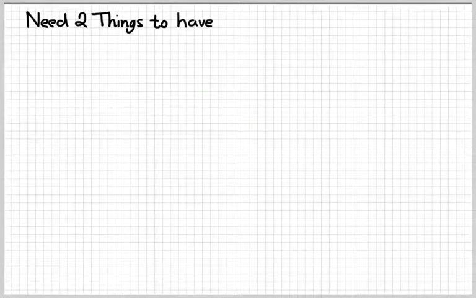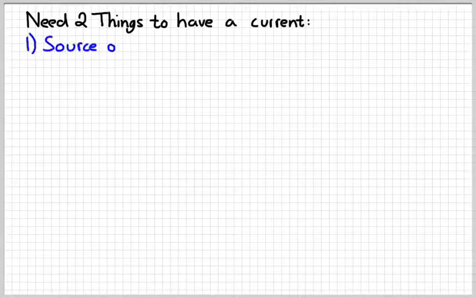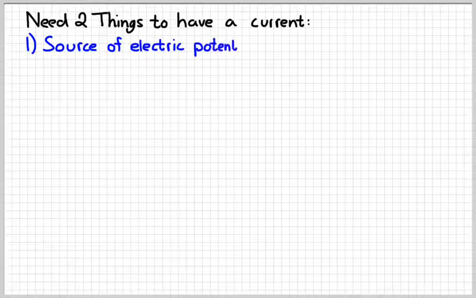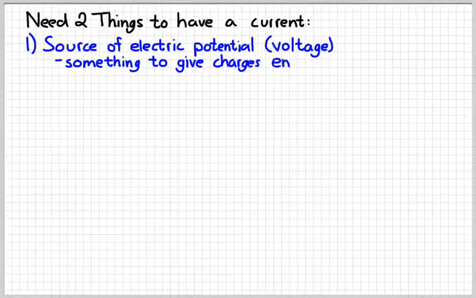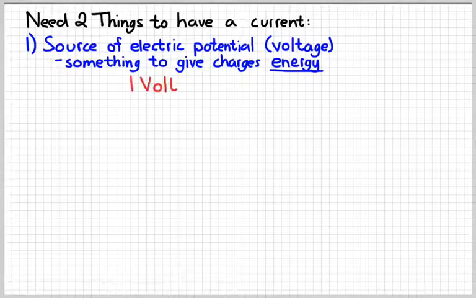In order to have an electric current, we need two things. First, we need a source of electric potential, which is also referred to as voltage. Basically, what that means is something to give charges energy. Energy would be the key word here.